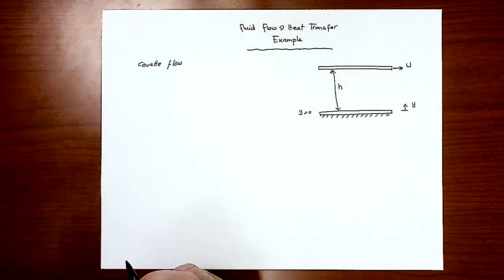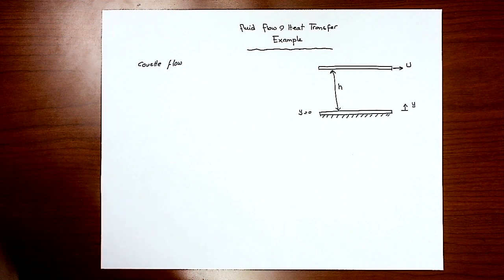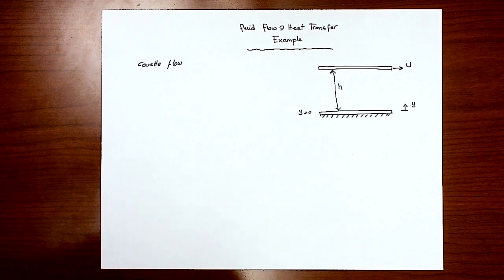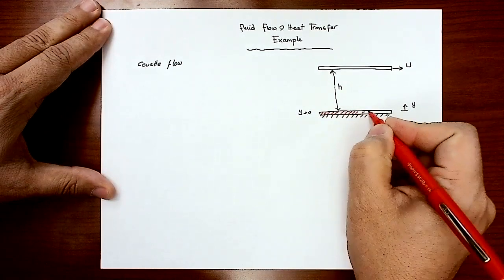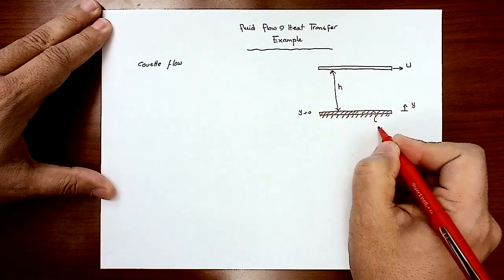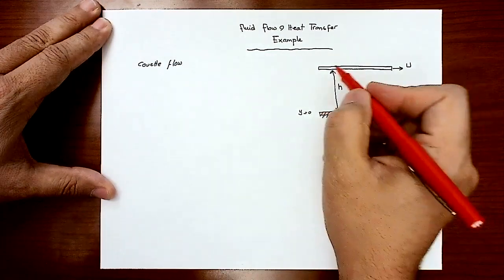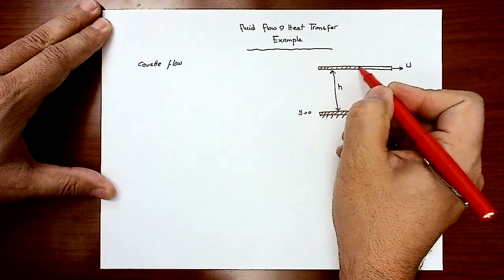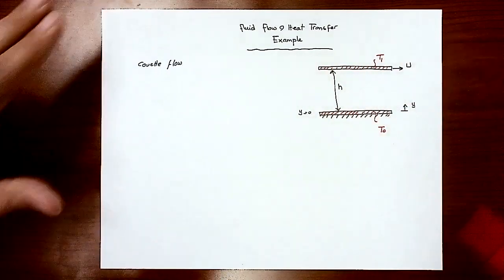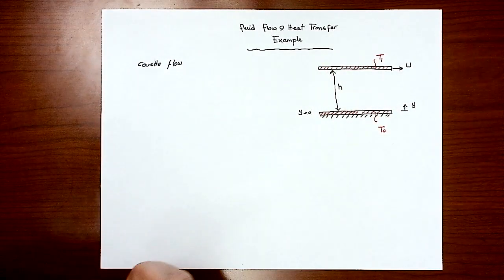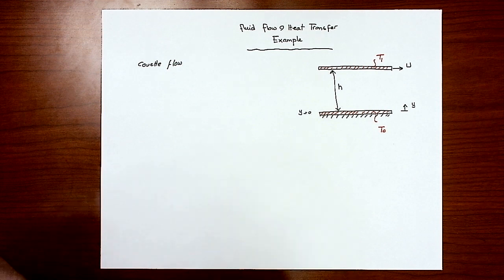Now we will add the thermal effect into this problem. So I'm going to assume that the lower plate is at temperature, say it's T naught, and the upper plate is at a different temperature, say T1. And there is a difference between the two temperatures. So we are expecting there will be some heat transport from the lower plate to the upper plate, but that thermal transport is highly impacted by the fluid flow in between.